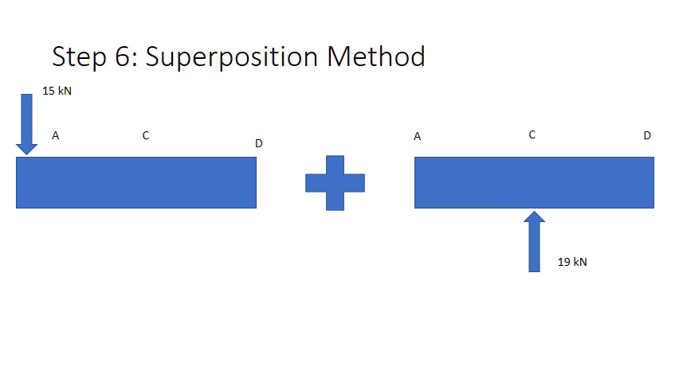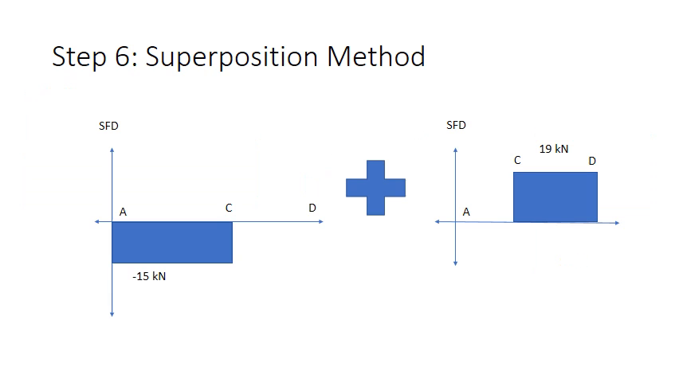And then after we draw the superposition of the force, we need to draw the SFD of the force. So we know that there is the minus 15 kilonewton affecting A. So the same, we draw the SFD and the BMD also. So the SFD first is from the A to C part, and the second part is 19 kilonewton from C to D.